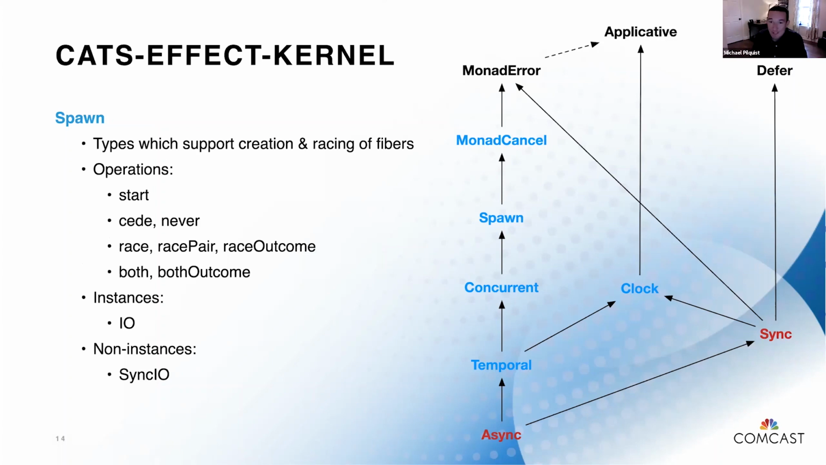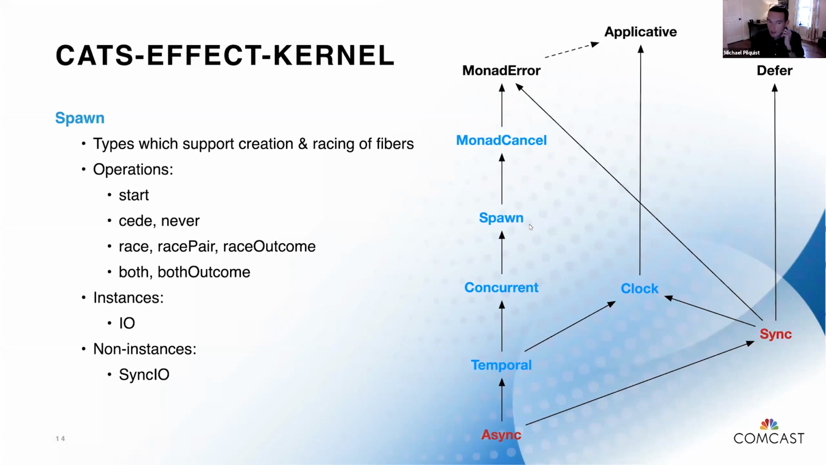Okay, the next type class is Spawn. So anything that's a monad cancel and also has the ability to start fibers asynchronously can have a Spawn instance. If we can start fibers, we can also race them, like take 2 or more fibers and run them all in parallel. And the first one that completes, return that fiber's value. All the other fibers cancel.